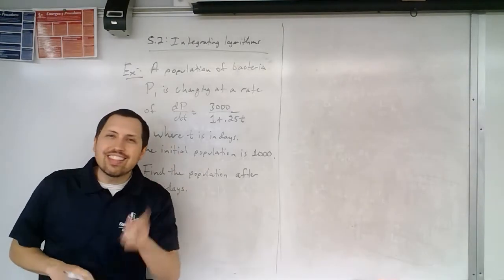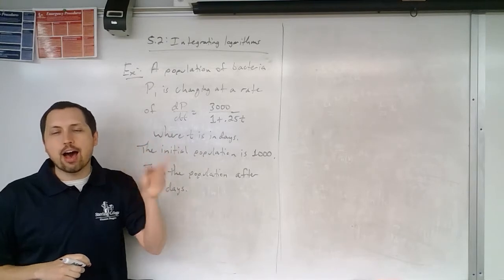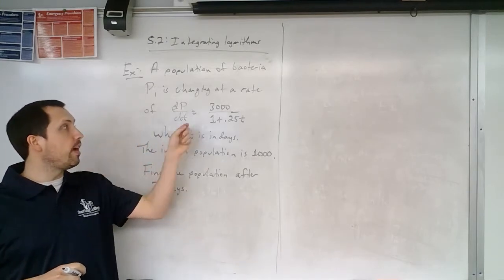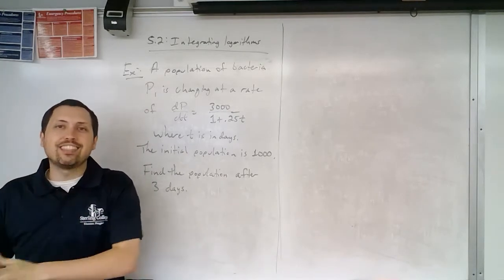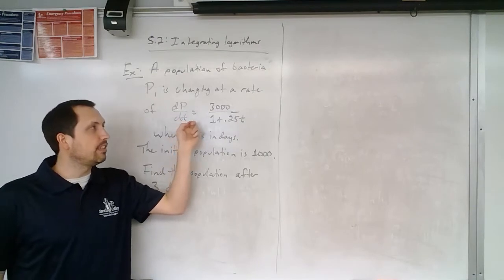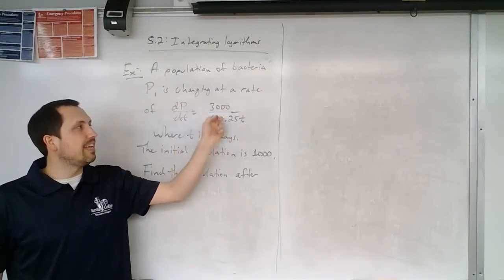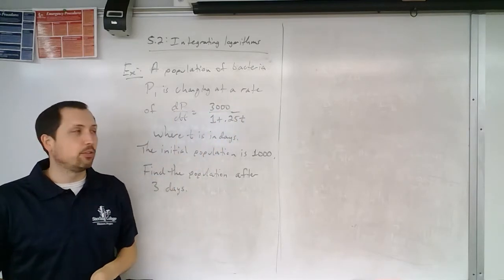Now, this is not a contrived example. Many times it's easier to describe how things are changing when you're looking at the derivative, right? Because we know the derivative gives us an instantaneous rate of change. So this says that the rate of change is changing by this much at any given t value.